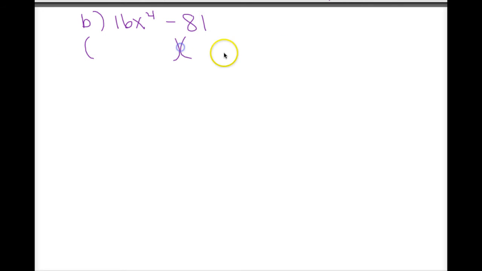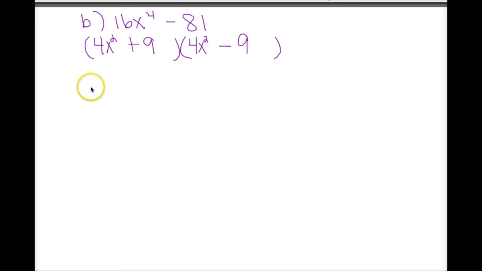So I'm going to make two parentheses. The square root of 16 is 4, so that's going to go in the front. The square root of x to the fourth is x squared. Remember that a square root means what can you multiply times itself to get this? X squared times x squared is x to the fourth. And I know one gets a plus and one gets a minus. The square root of 81 is 9.